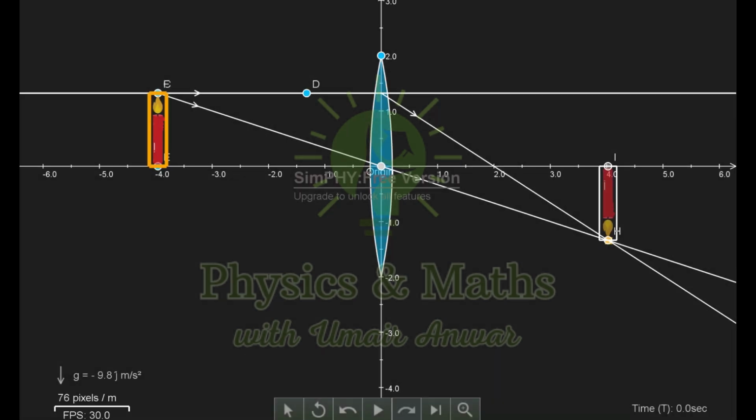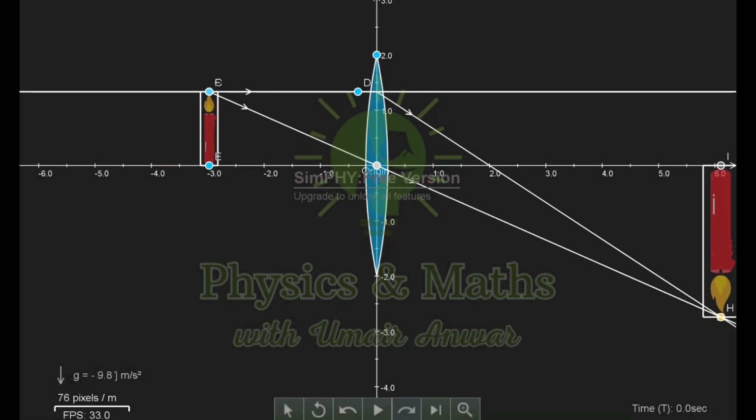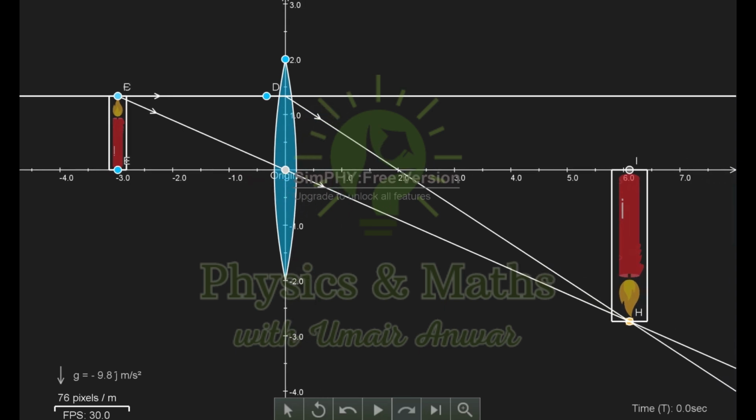Now when I move the object between f and 2f, for example at 3 centimeters, we can see that the image is now being formed beyond 2f. Real image is being formed because the ray coming parallel to principal axis after being refracted, it is still passing through the principal focus as it should pass.